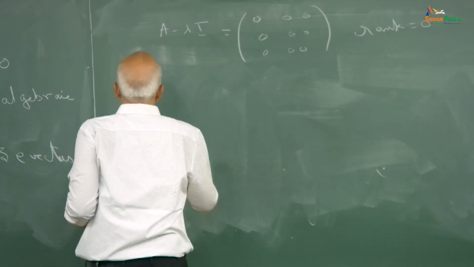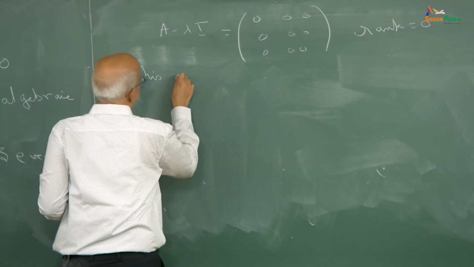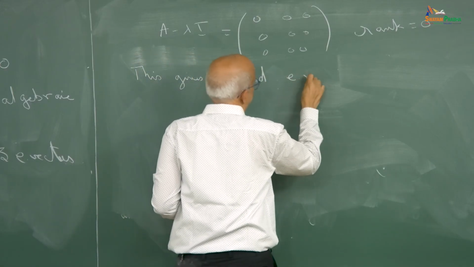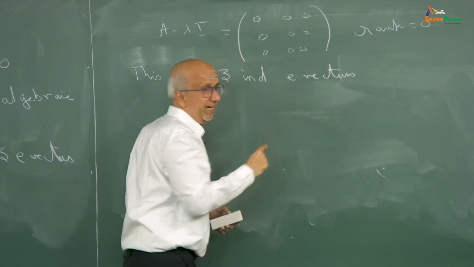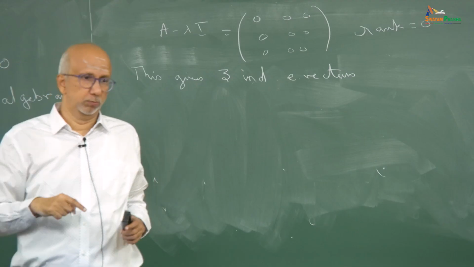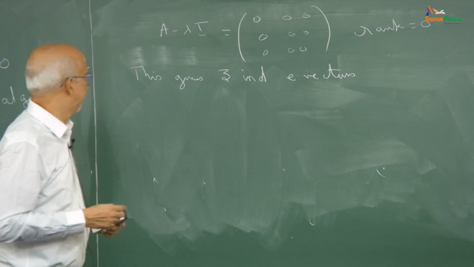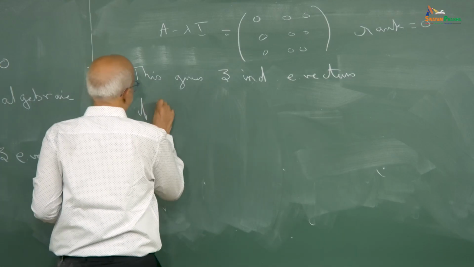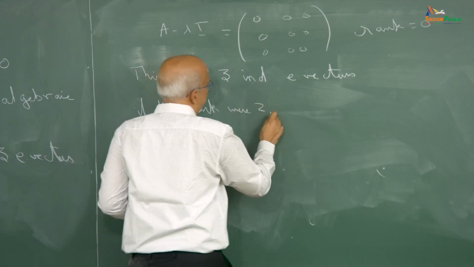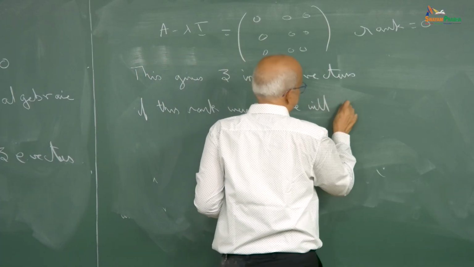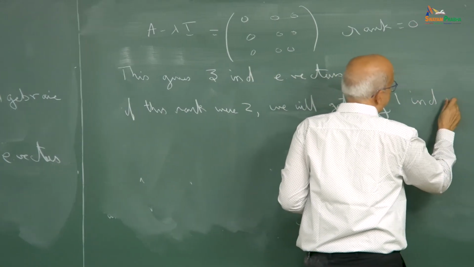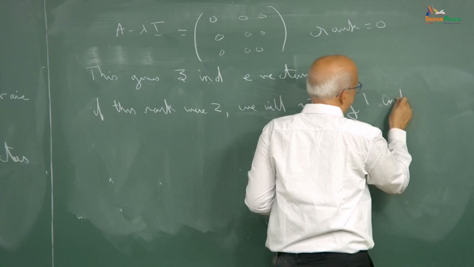This gives the 3 independent eigenvectors, but if this had rank 2, I would have got only 1 independent eigenvector. If I had got rank 1, I would have got 2, you understand. So, if this rank were 2, we will get only 1 independent eigenvector.